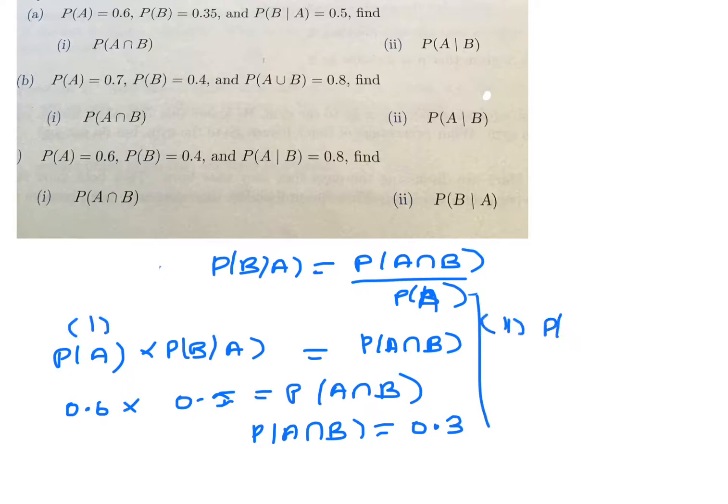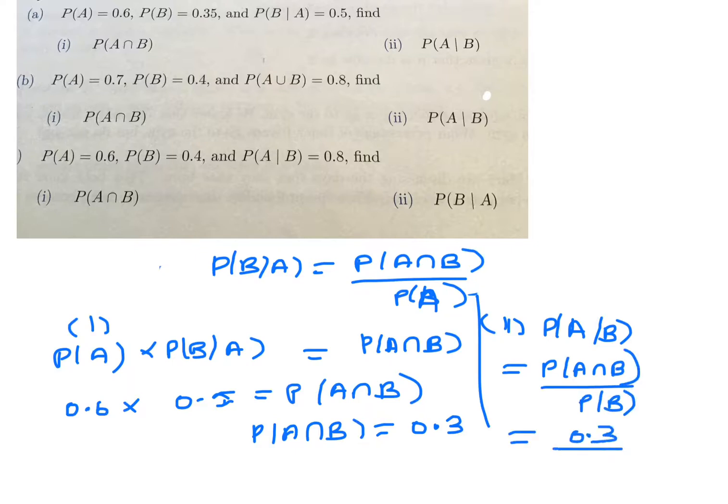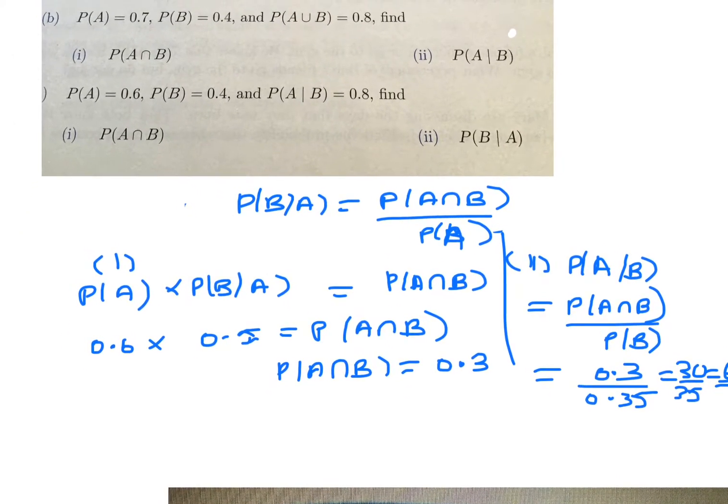Okay, if you look at the second one, the probability of A given B, instead of B given A, it's A given B, which is A intersection B over the probability of B. So that means it's 0.3 over the probability of B, which is 0.35. So that's 30 on 35, 6 on 7. Okay. All right, so let's look at the next one.